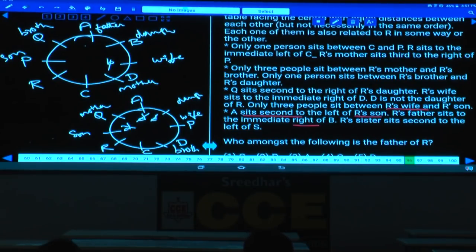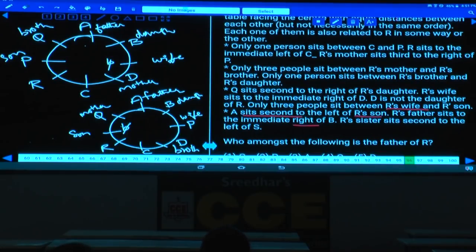Then in this case, regarding this B, where can we fix this B? B cannot be at this place. Now we are checking the possibilities for this B. How many possibilities are there? There are two possibilities. Can B be at this place? If B is here, then the father sitting to the immediate right of B is not possible. Hence B cannot be here. Hence B is the daughter. And if B is the daughter, then A is the father.